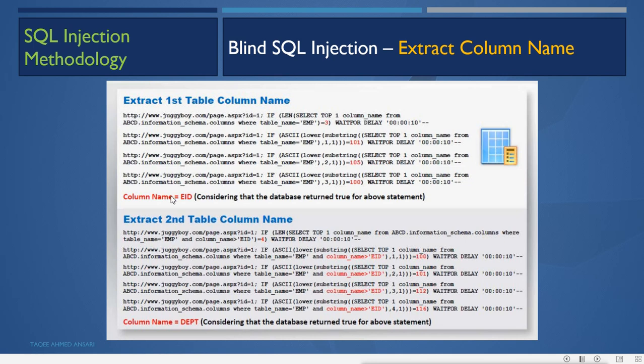But suppose the column name is EID. Now this query will be successful because 101 is E, 105 is I, 100 is D. So if this query result is true, that means the column name is EID.